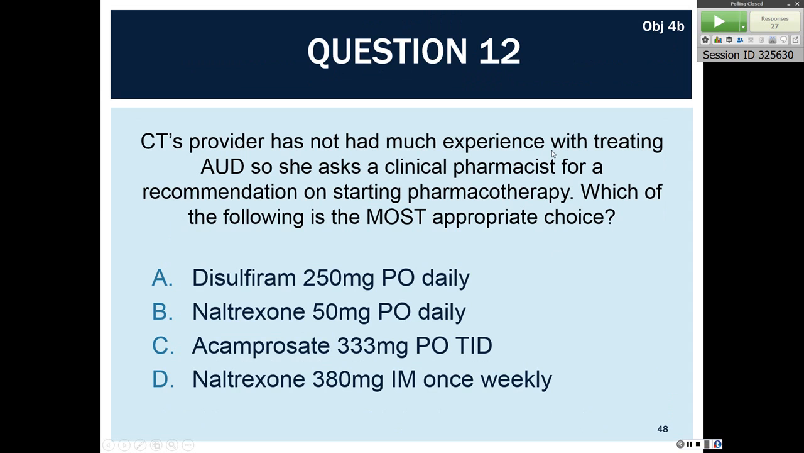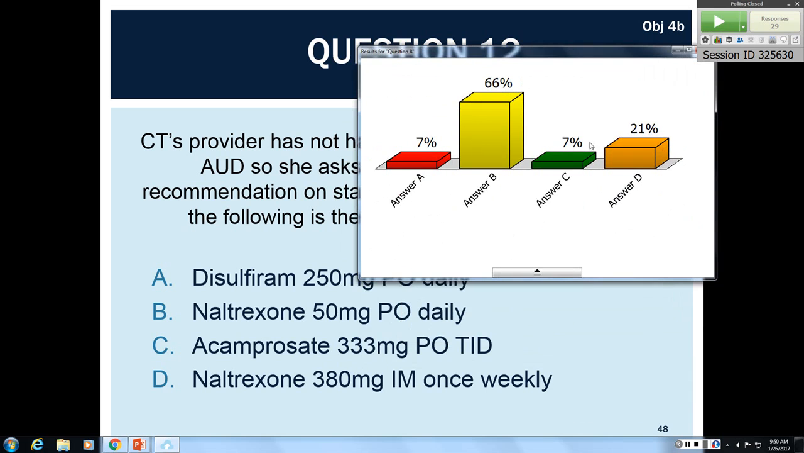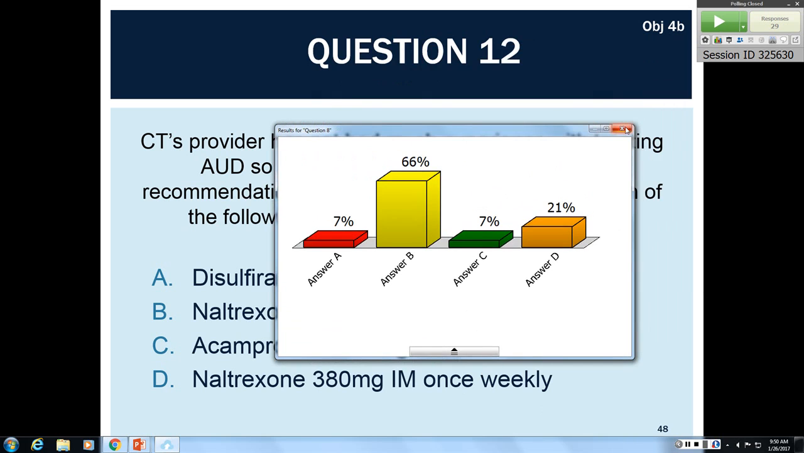CT's provider has not had much experience with treating alcohol use disorder, which is very common. So he asks a clinical pharmacist for a recommendation on starting pharmacotherapy. Which of the following is the most appropriate choice? Disulfiram, naltrexone, acamprosate, or the other version of naltrexone? Right, so most of you said naltrexone orally, 50 milligrams daily. There was a cohort that said naltrexone intramuscular, but notice that this says once weekly and it's a once monthly injection. So remember to pay attention to regimen as well.